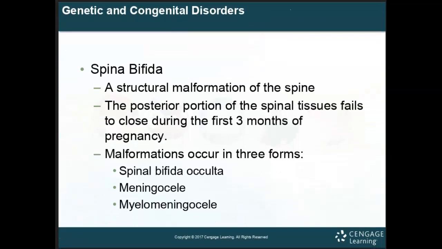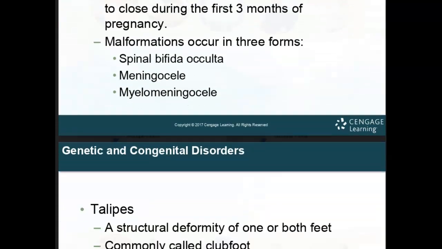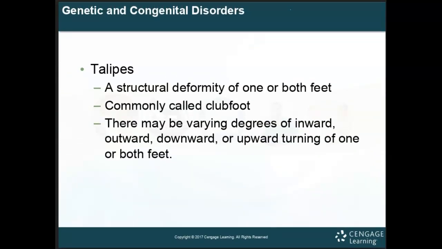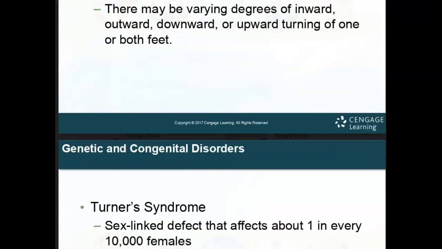Sorry. All right. So spina bifida, a structural malformation of the spine. The posterior portion of the spinal tissues fails to close during the first 3 months of pregnancy. Malformations occur in 3 forms: spina bifida occulta, meningocele, and myelomeningocele. And then there's talipes, which is the structural deformity of one or both feet, commonly called clubfoot. There may be varying degrees of inward, outward, downward, or upward turning of one or both feet.